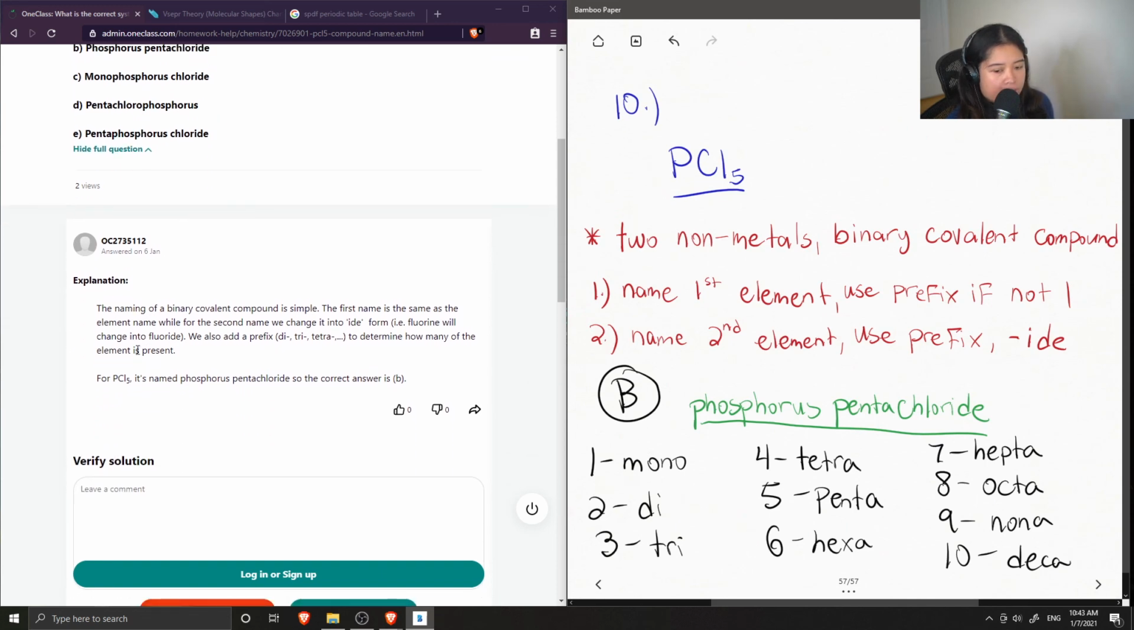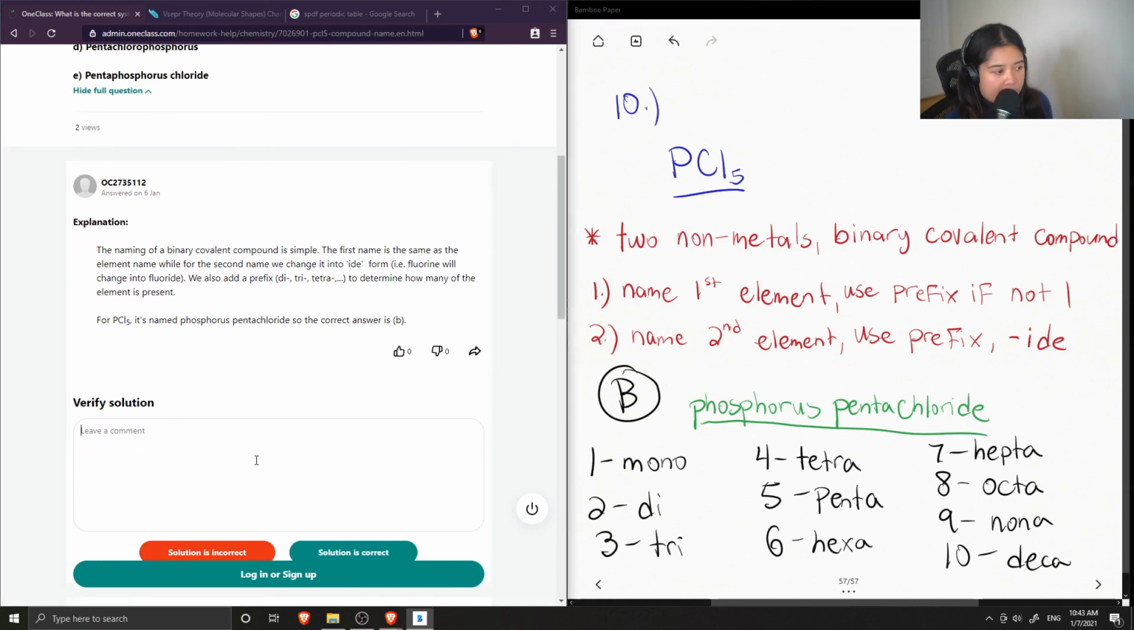So explanation, the naming of a binary covalent compound is simple. The first name is the same as the element name, while for the second name we change it into "-ide". For example, fluorine will change to fluoride. We also add a prefix to determine how many of the element is present. So for PCl5, it's named phosphorus pentachloride, so the correct answer is B. Yep, so this solution is correct.